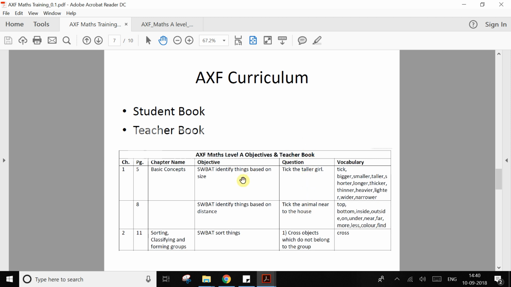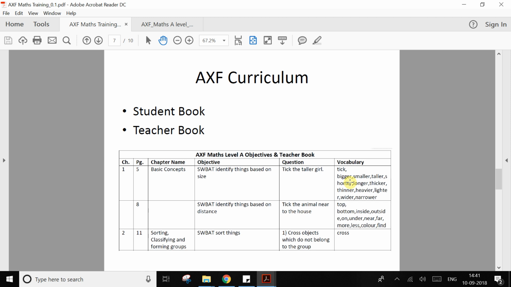At the end of that objective, for example, the student will be able to identify things based on size. The question is, take the taller girl. This is the type of question we want our children to be able to answer at the end of the class. And the last column is vocabulary. I'll explain the importance of this vocabulary when I'm dealing with the language concern.